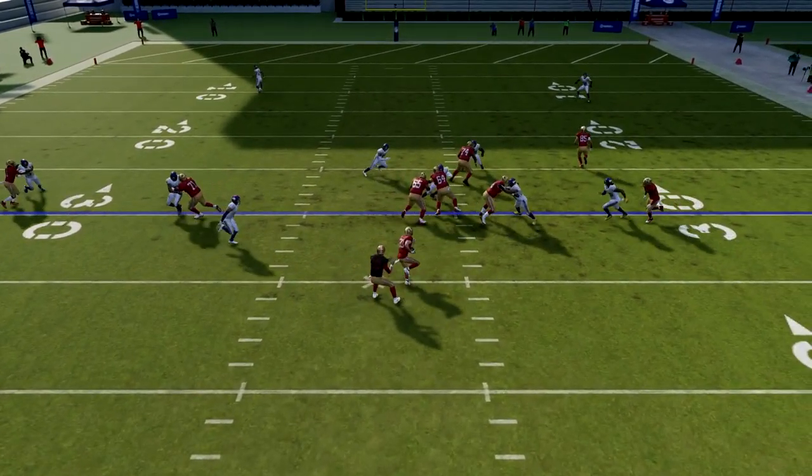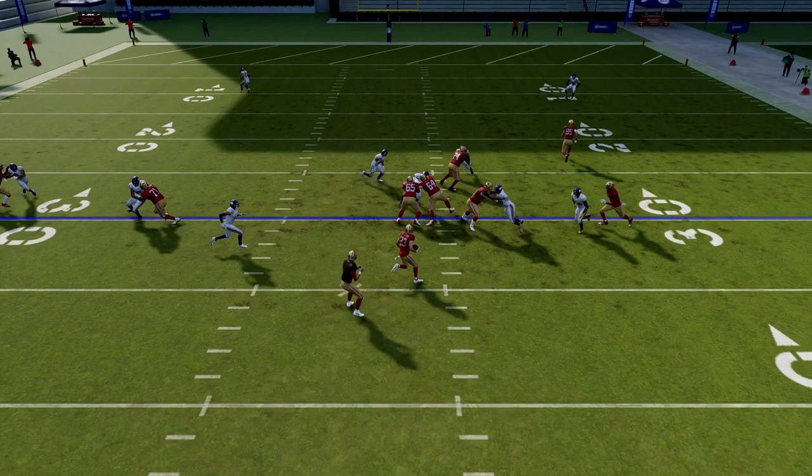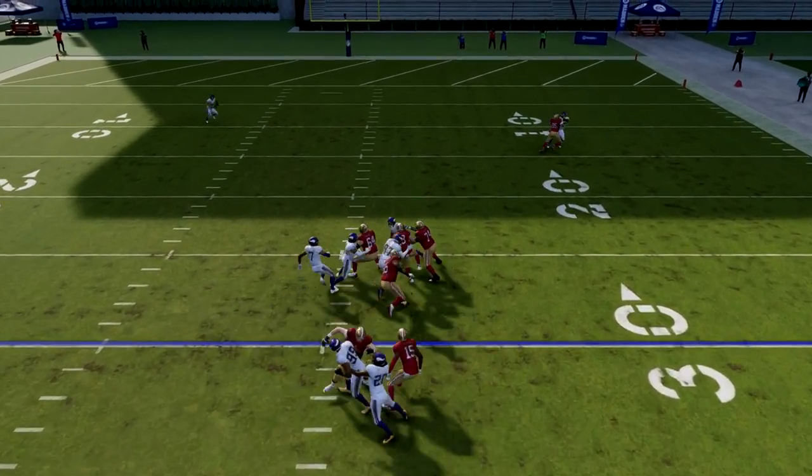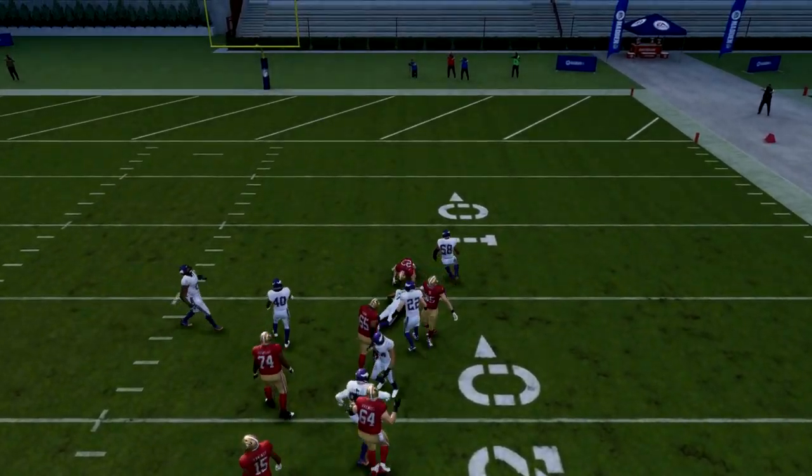He starts blocking his man to the outside. If we take it to the outside, for some reason our wide receiver didn't block at all. So we're going to go to the inside, cut it up, and get a lot more yards.